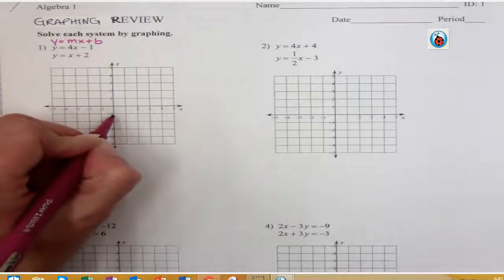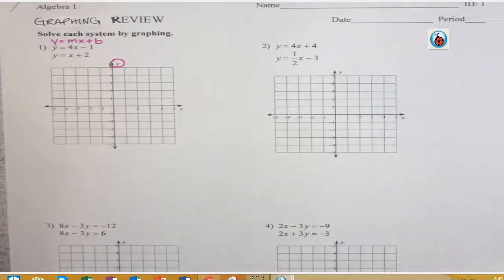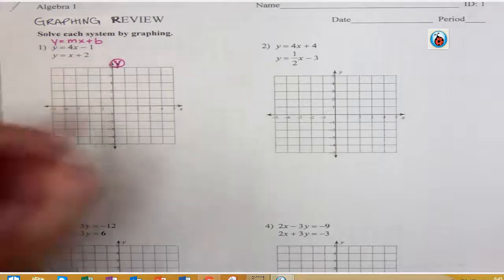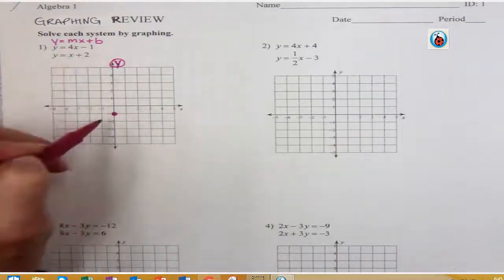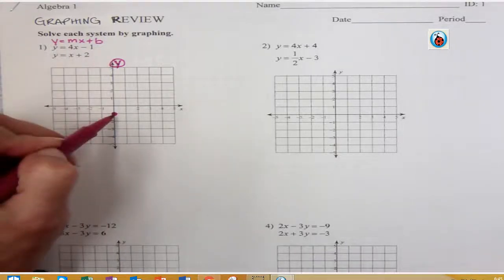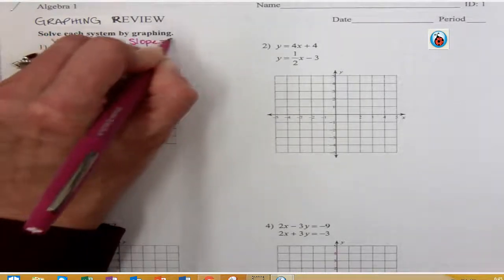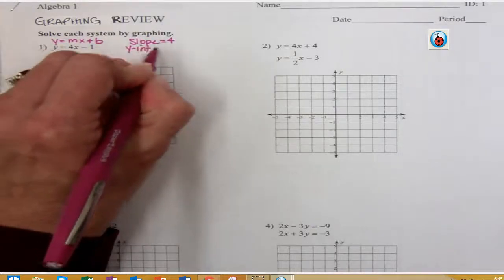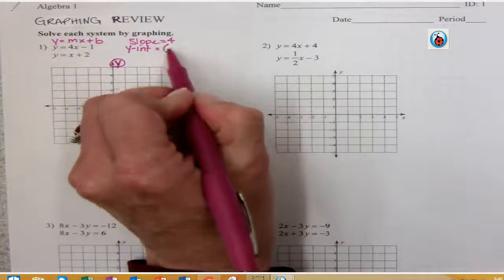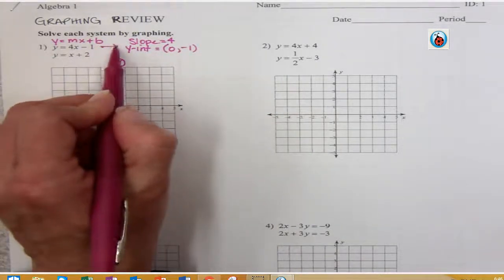You go straight to -1 on the y-axis. That's your y-intercept. You're going to go to 0, -1. Then from this point, look at your slope. Your slope is 4, and your y-intercept is 0, -1 for this equation right here.